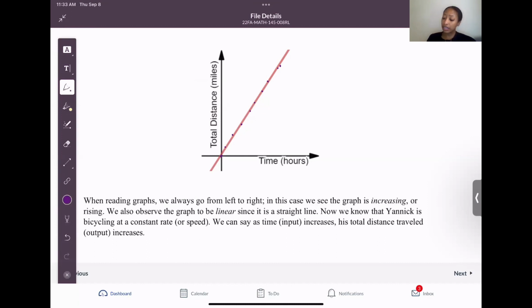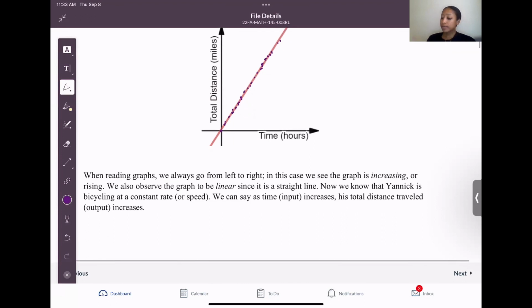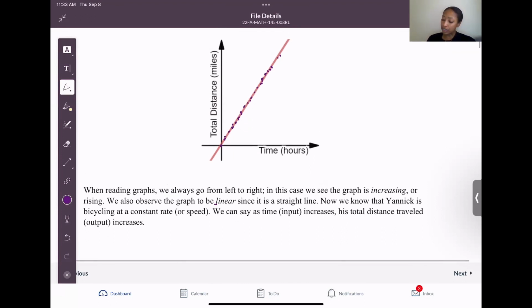So as our time increases, this whole graph increases, we can say that the distance traveled increases as well. Remember, we always want to read our graphs, the actual red line there, from left to right. So as we go from left to right, we see that the distance is increasing, okay? We also observe this graph to be linear because it's a straight line.